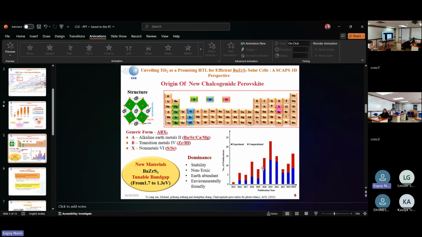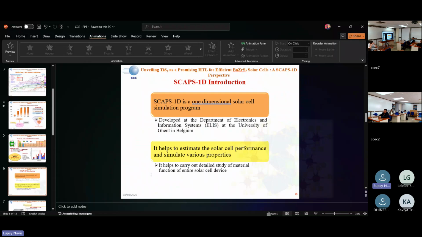So in this work, we propose barium zirconium sulfur, which is one of the most widely studied chalcogenide perovskite absorbers, as a potential absorber for a newly designed solar cell. So in this work, we have used SCAPS-1D.